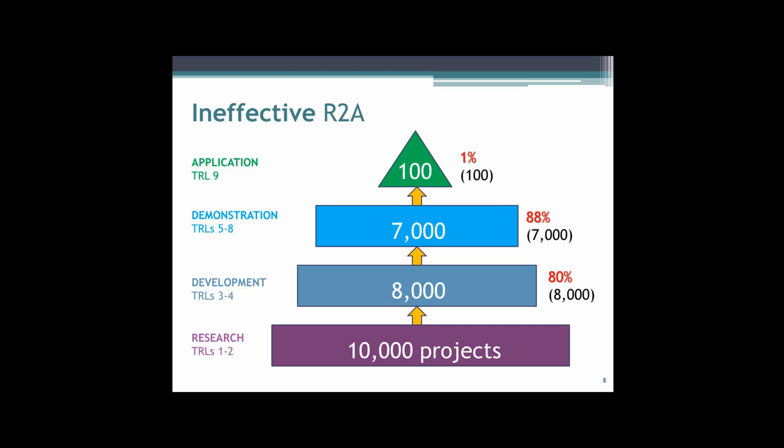So the bottom line is we don't know what this picture looks like for NOAA, and we want to find out. The only way we can find out is to collect this project-level data across the agency and have project owners self-select what TRL level their project is at, and provide us with that information. So that's a large exercise to do.